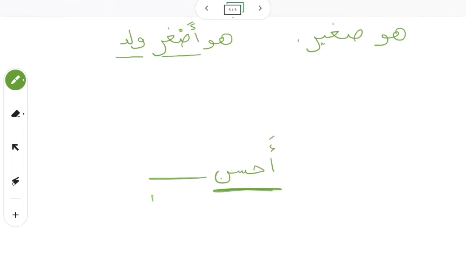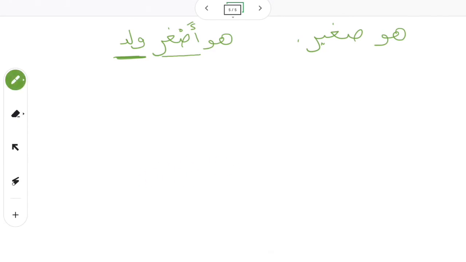Right, so we took the word, and this word is the superlative, ism tafdeel, and then we follow it with ism nakira, an indefinite noun. An indefinite noun meaning it's not going to start with an alif lam. So notice here, walad does not start with alif lam. And that's how you use that superlative.